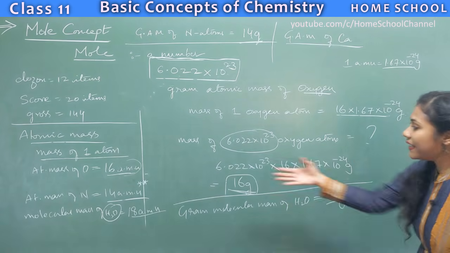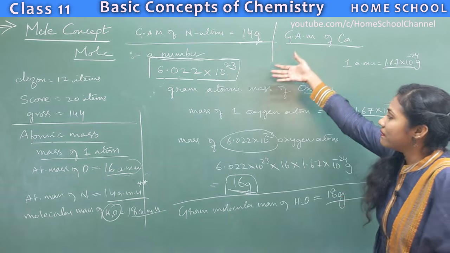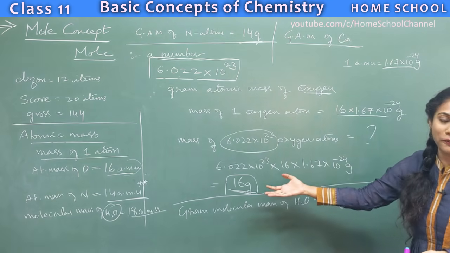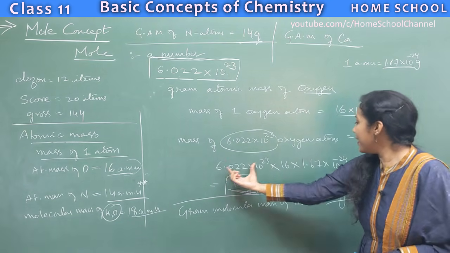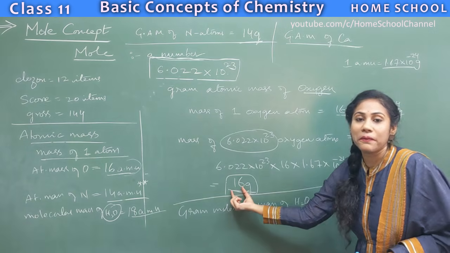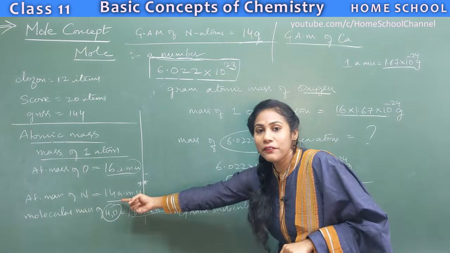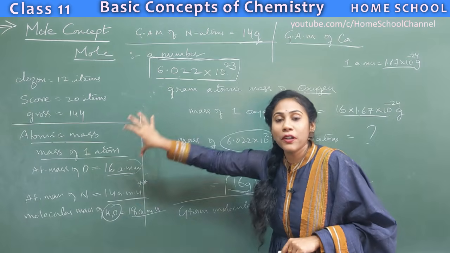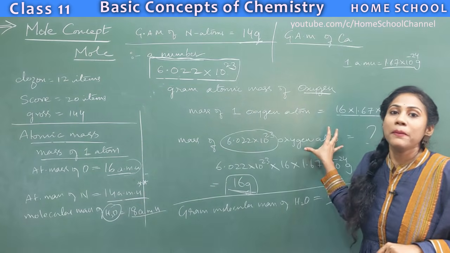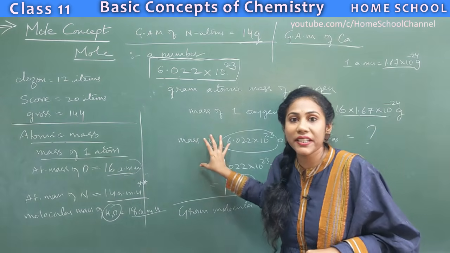Okay, see why the digit remains same is, you know, example I have shown in front of you. Okay, say on calculating this you get 16 only, right? But you have a unit here, gram. Right? But here you have AMU. So for both atomic mass and gram atomic mass, digit is same, unit is different.